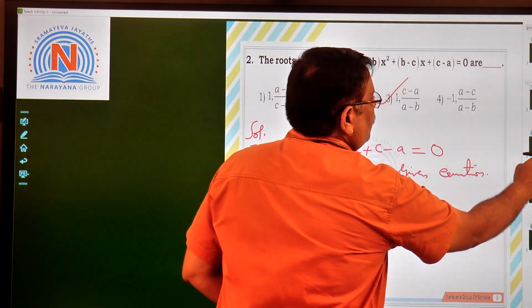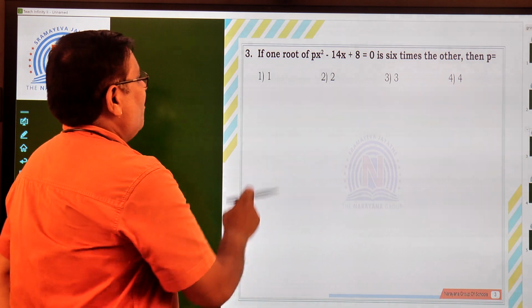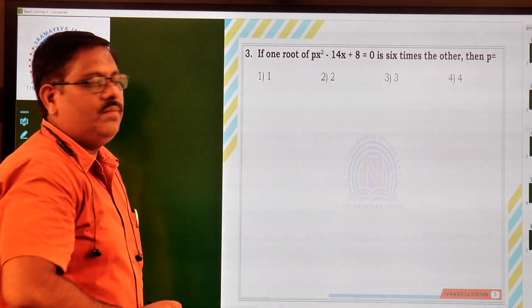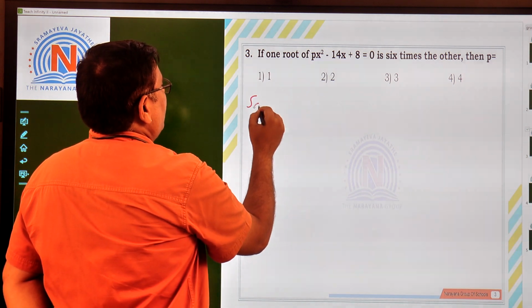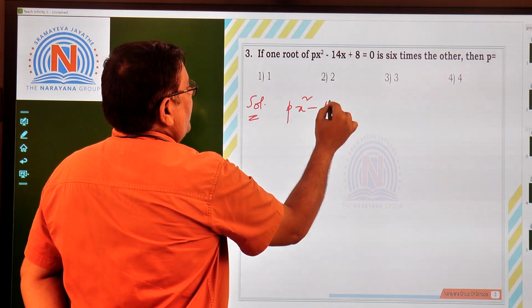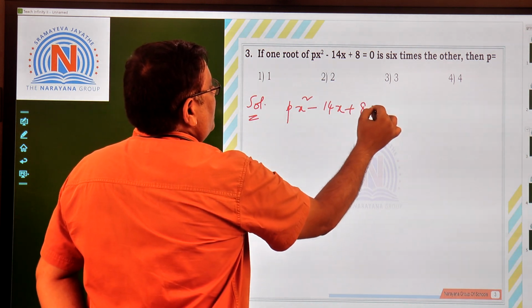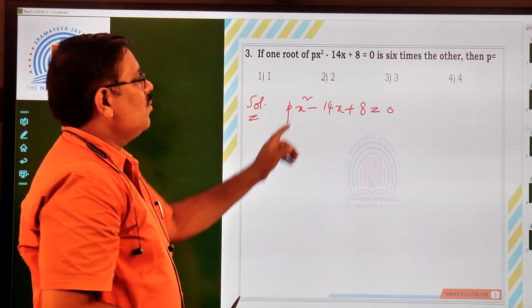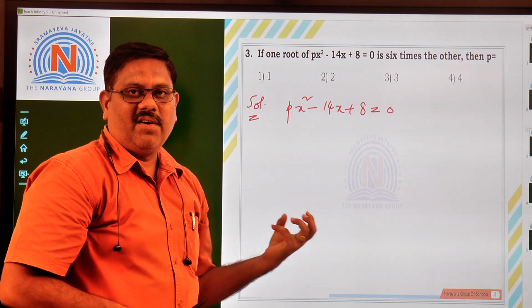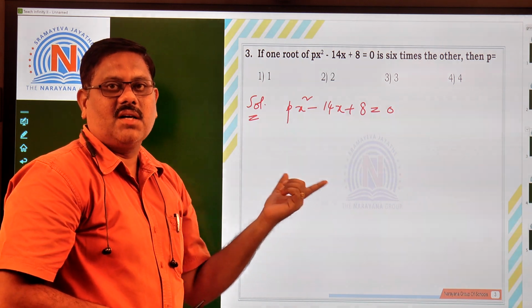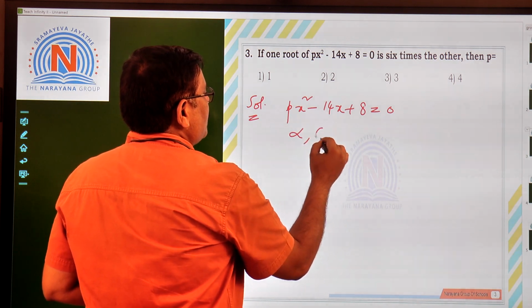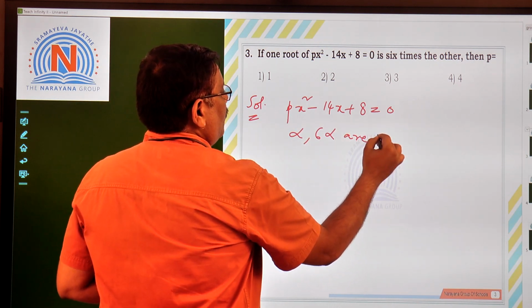Now we will move to the next question. If one root of px square minus 14x plus 8 is equal to 0 is 6 times the other, then what is p? Let us take the given equation px square minus 14x plus 8 is equal to 0. If one root is some alpha, the other root will be 6 times alpha, that is 6 alpha. So alpha and 6 alpha are the roots.